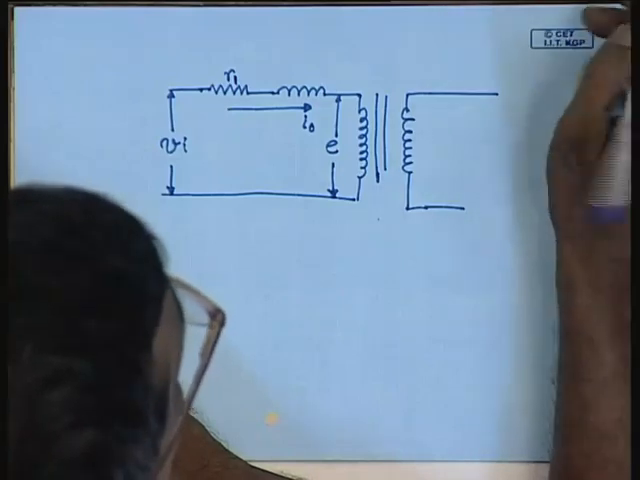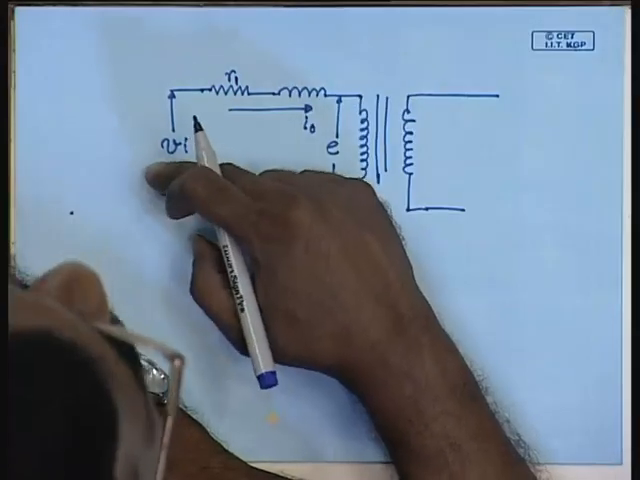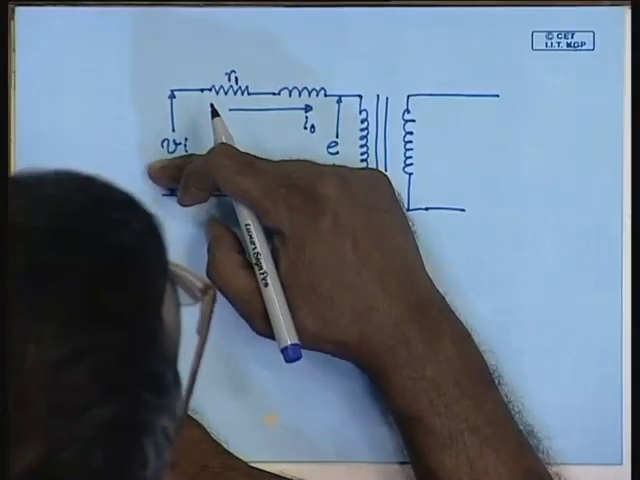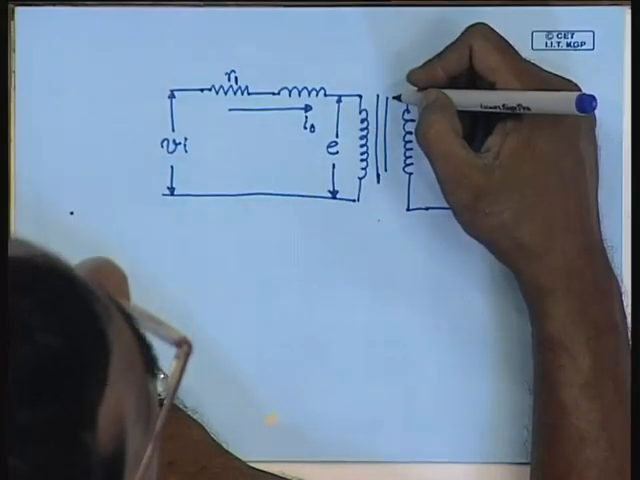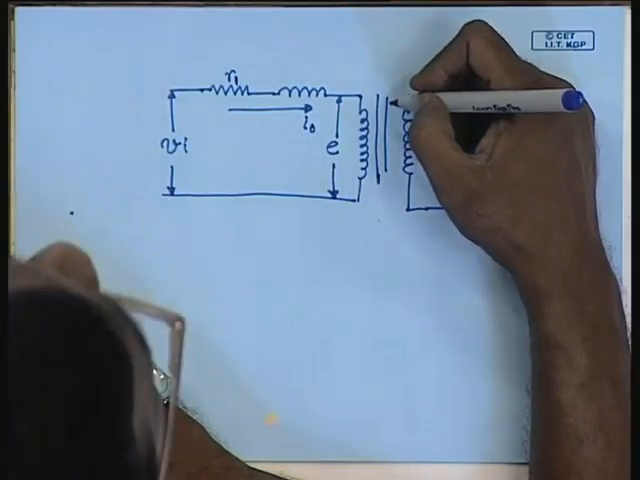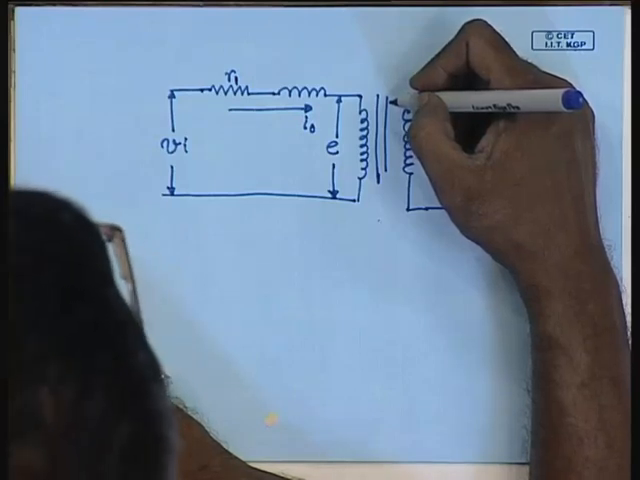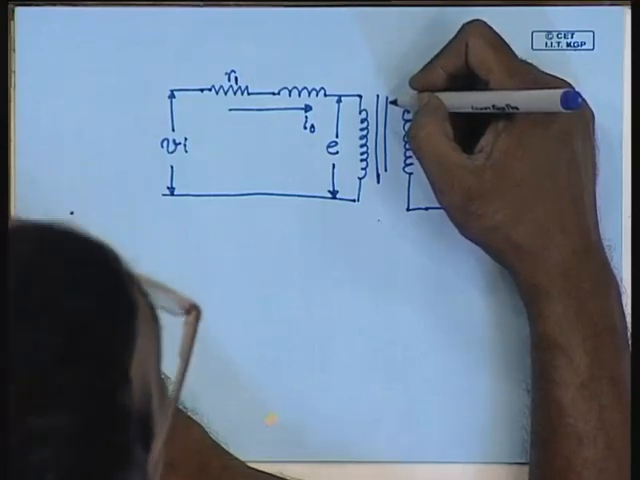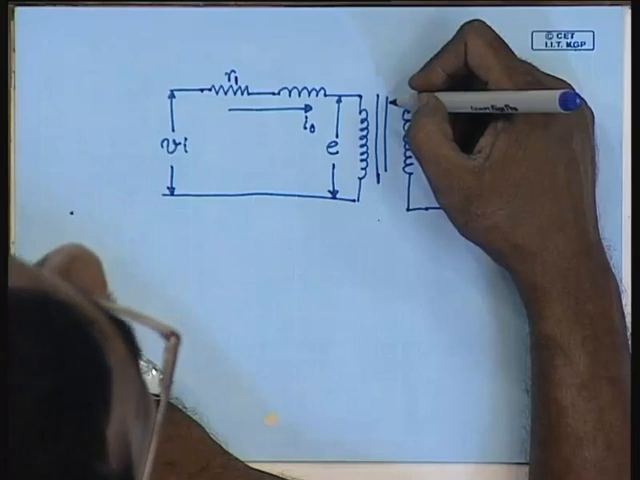So, in a transformer, if the applied voltage is sinusoidal, then the core flux is almost a sinusoid, but the magnetization current drawn is distinctly non-sinusoidal. It has fundamental components and odd harmonics.